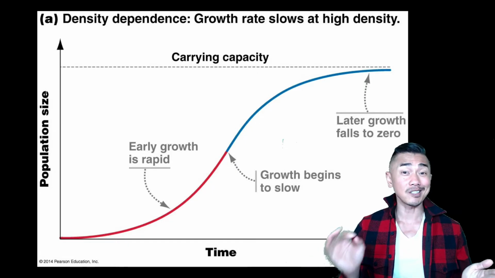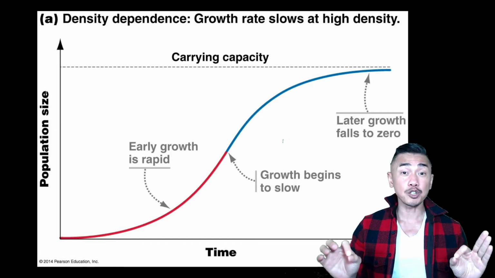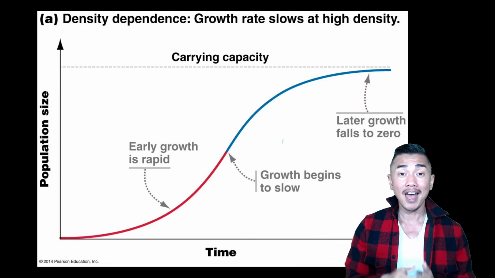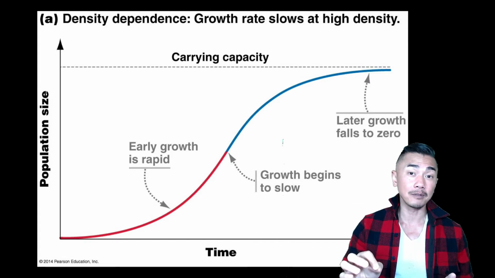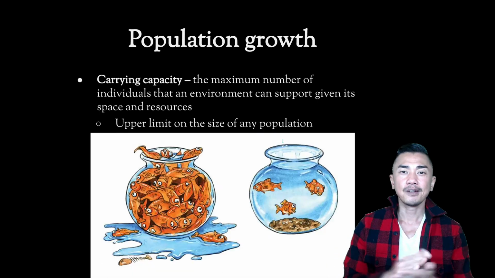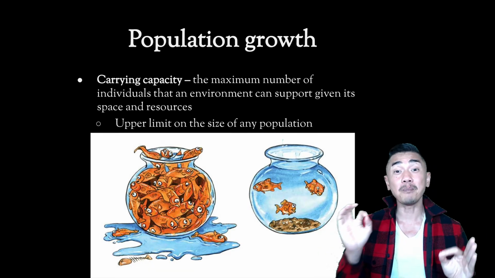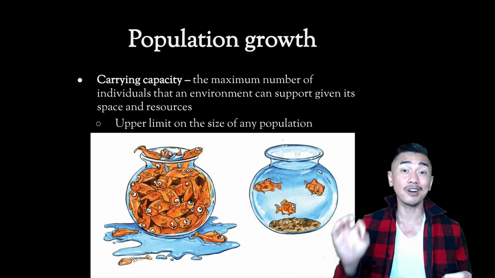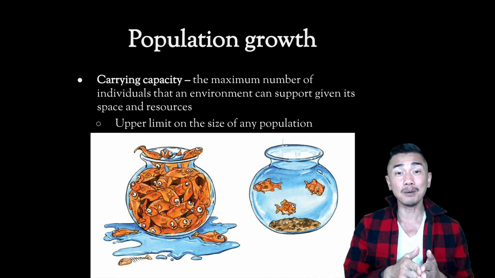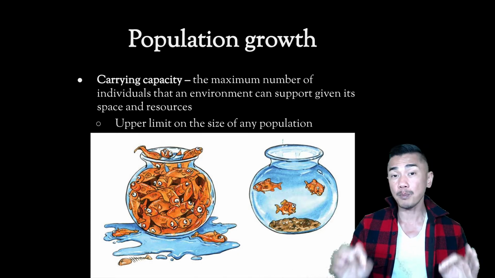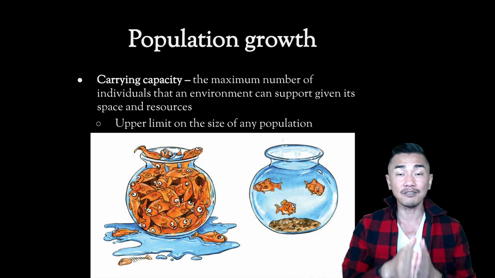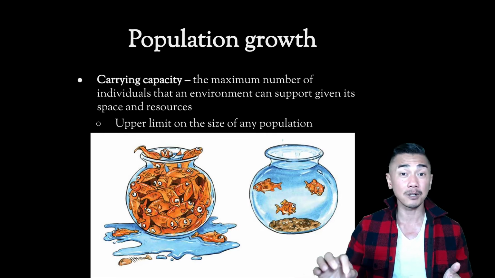When population size is graphed versus time, populations experiencing logistic growth will produce an S-shaped curve. At first, population growth is rapid. It then slows down until it reaches zero. For any given population, there's a maximum number of individuals which an environment can support, given its space and resources. This maximum number is called the carrying capacity and represents the upper limit on the size of any population that an environment can maintain for a long period of time.